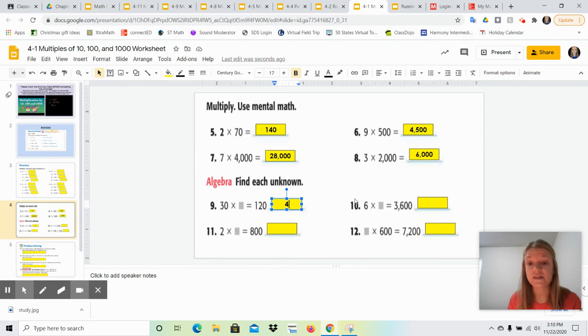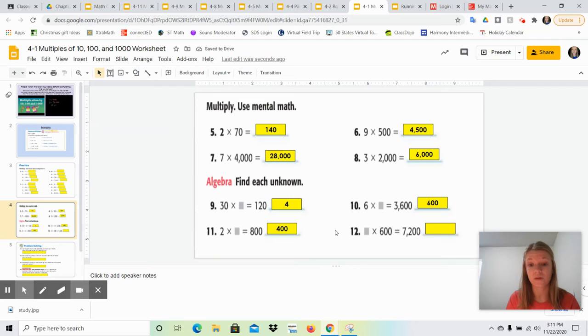Number 10, 6 times something equals 3,600. Now here I'm seeing 6 and I'm seeing 36, so something times 6 equals 36, and that answer is 6. So I would put a 6, and then this is just a single digit, so I would have to put 2 zeros on for there to be 2 zeros in my answer. In number 11, 2 times something is going to equal 800. That would be 4. And because 2 is all by itself, I do need some zeros over here, so I'm going to put 2 zeros on the back of my 4.